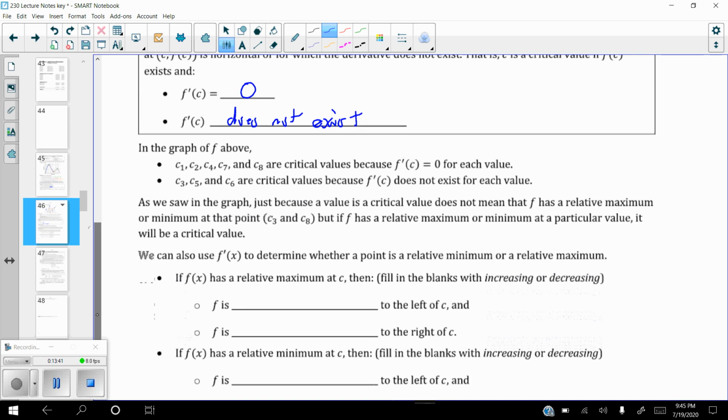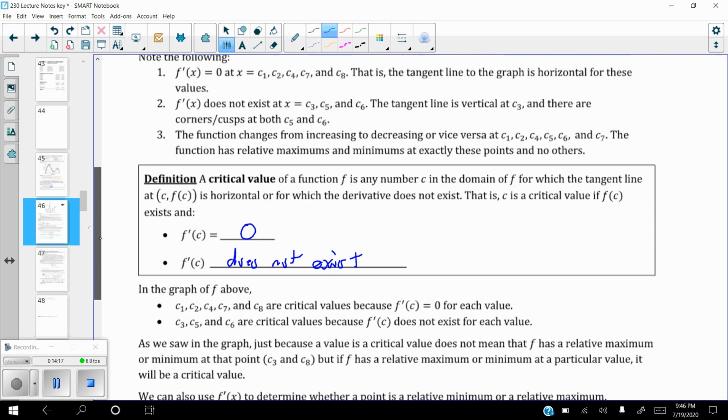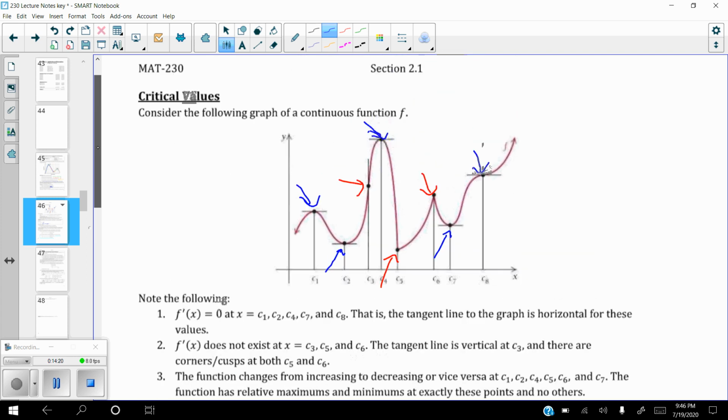So as we saw in the graph, just because a value is a critical value doesn't mean that it has to have a relative max or minimum. At the point C3 and C8, and I'll scroll back up in a second, that's the case. But if f has a relative max or min at a particular value, it will be a critical value. So if we can guarantee that it's a max or min, it's going to be a critical value. But just because it's a critical value doesn't mean it's a max or min. It's kind of one of those square, rectangle, rectangle, square things. One indicates the other does not necessarily mean the converse.